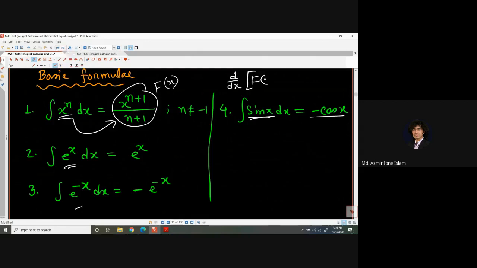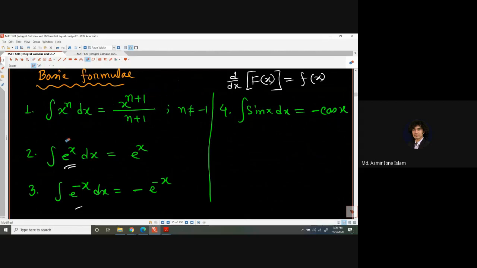It is true for any function f of x: if we integrate that function with respect to x, we will get the antiderivative. So you have to know all these common formulas before starting the U-Substitution method and the further concepts.